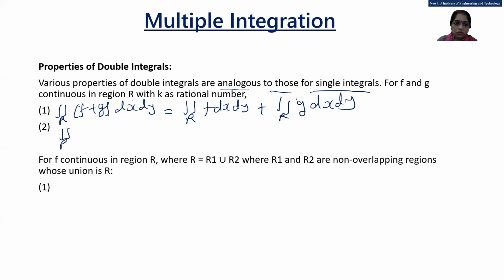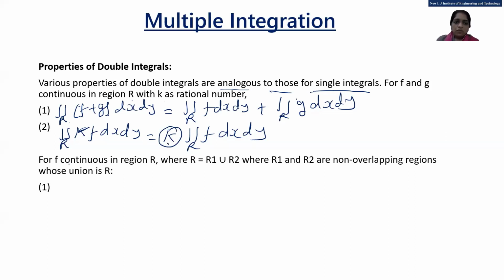And for the second rule, suppose you have a constant k, k is any constant, times f dx dy, then it is k times the double integration of f dx dy. No need to do the integration of this constant k. You can put it outside of the integral, right?